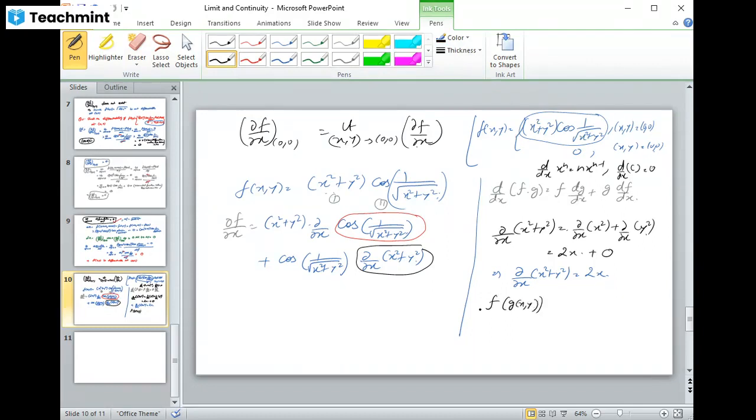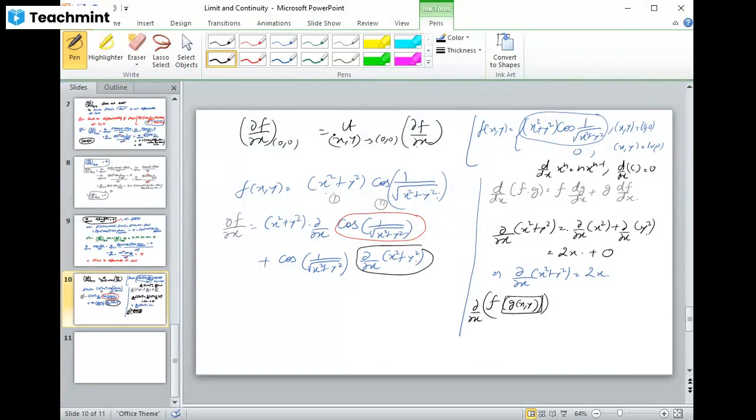So if I want to differentiate my composition of the function with respect to x, in this case we need to apply the chain rule. Your function depends upon g of xy, so we are considering it as a single function.